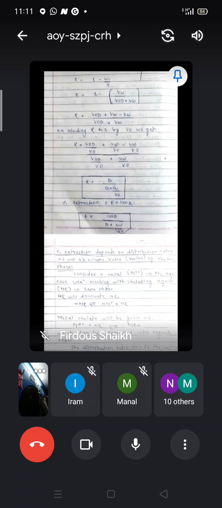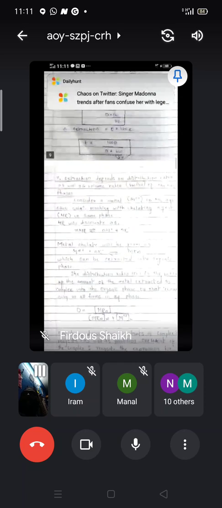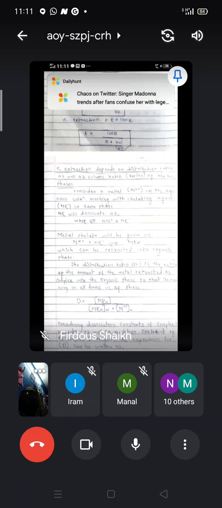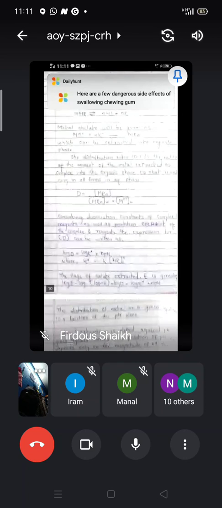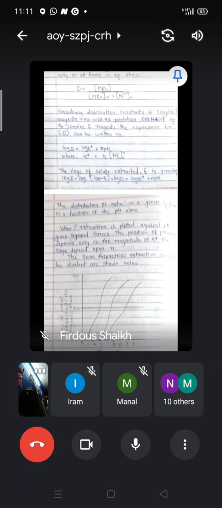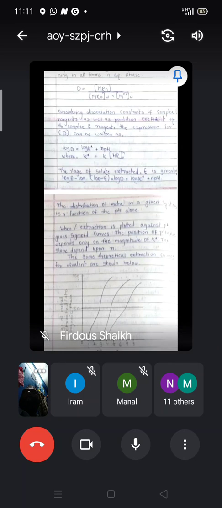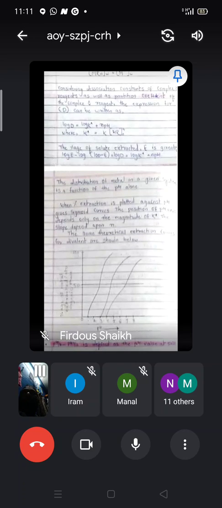You can see here how the chelate will form. The percentage of solute extracted is given by log E minus log (100 minus E) = log D = log K plus n pH. The distribution of the metal in a given system is a function of the pH alone. That is very important. When you plot percentage extraction versus pH, it gives a sigmoid curve.